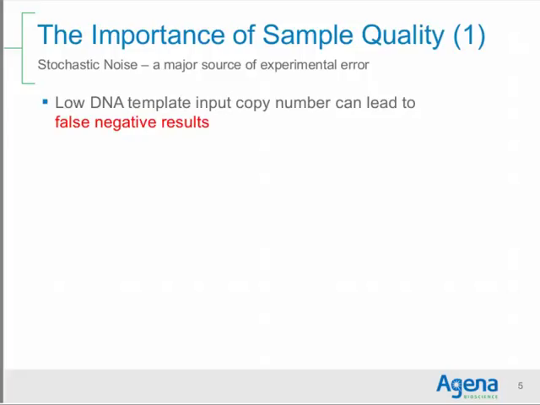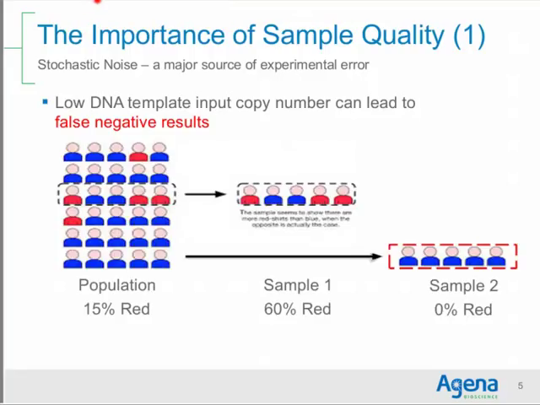Now, on the other side, what's the importance of doing sample quality assessment? One of the challenges that we see when we have poor sample quality is not always that the sample fails, but the sample can work, but we have a problem called stochastic noise. This is a major source of experimental error, especially in poor quality clinical samples, where low DNA input copy number can lead to false negative results. So let's look at this population here. In this population, if we take a statistically sufficient sampling, we have 15% red shirts.